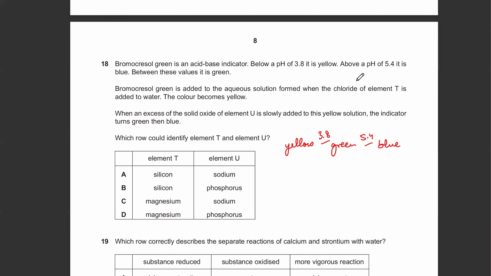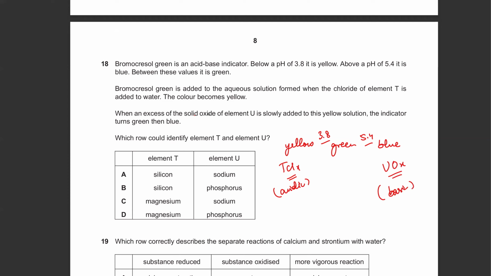It's added to an aqueous solution formed when the chloride of element T is added to water. The color becomes yellow. So the chloride of T is definitely acidic, right? When an excess of solid oxide of element U is slowly added to the yellow solution, the indicator turns green then blue. So that means this oxide is basic, because it makes it turn blue.